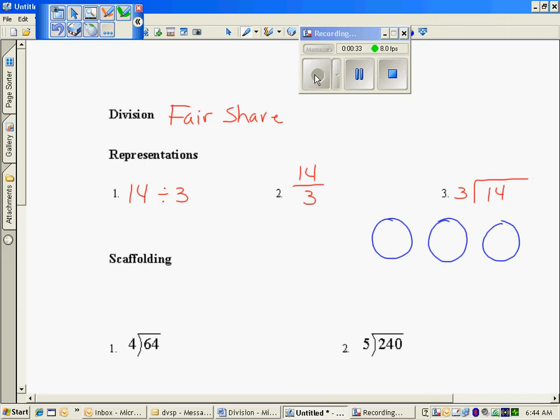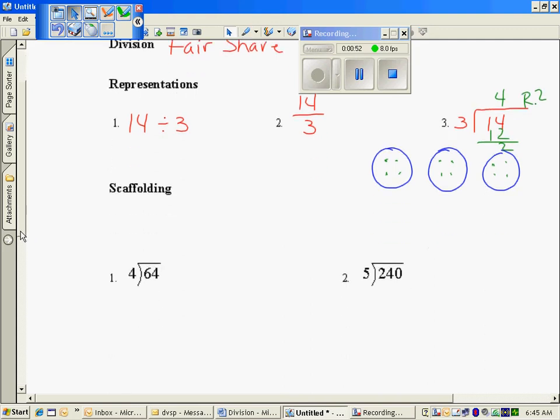So if I put 4 in each group, I have used 12 of my items. If I put 4 in each group, I have used 12, and I have 2 remaining. We're going to right now leave that remainder just as an R for remainder.